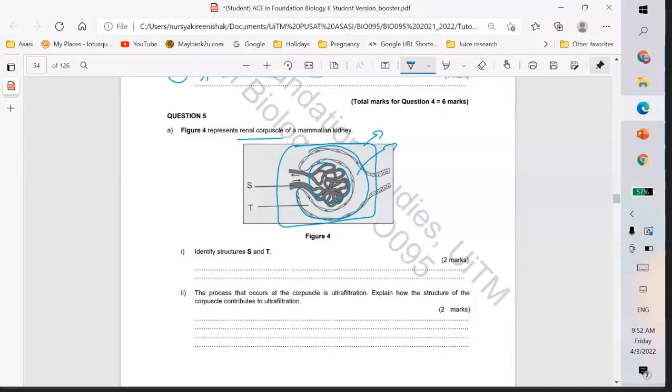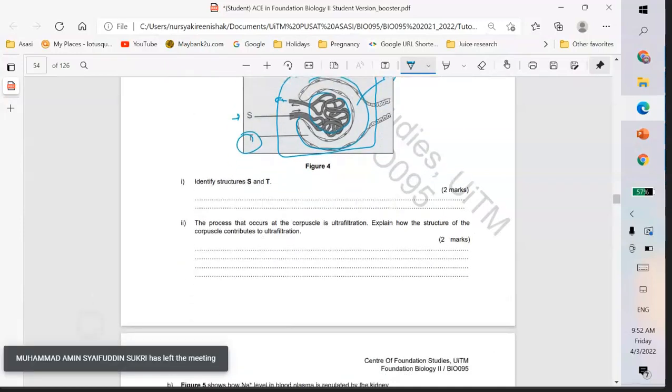So, in the question, identify the structure S. S is actually afferent arteriole. Kalau darah yang keluar is through the efferent arteriole. So, T is obviously Bowman capsule. Or if you write lumen of Bowman capsule, it is also accepted.